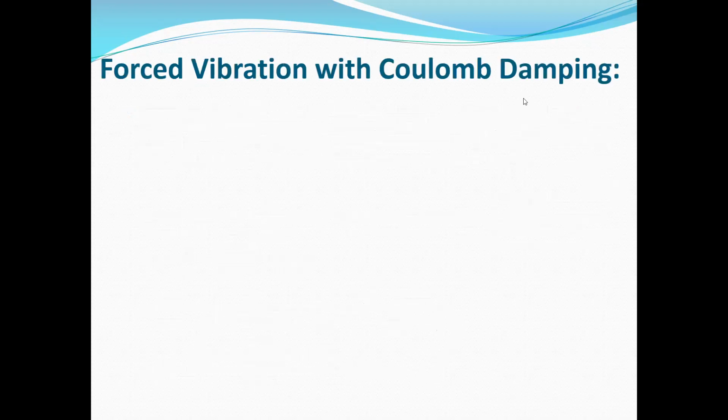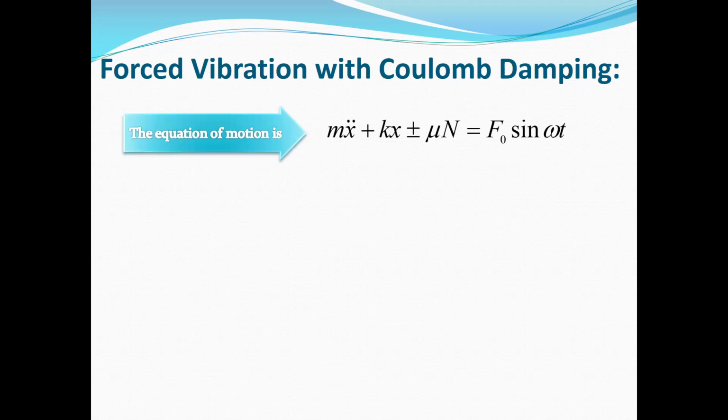Okay, the next concept is the forced vibration of a system with Coulomb damping. If we extract the equation of motion, we have this term. As you can see, this part is exactly the same as the free vibration, and we only have one non-homogeneous term, which is due to the external force F naught sine omega t. Here in this chapter, we assume only the harmonic excitation again.